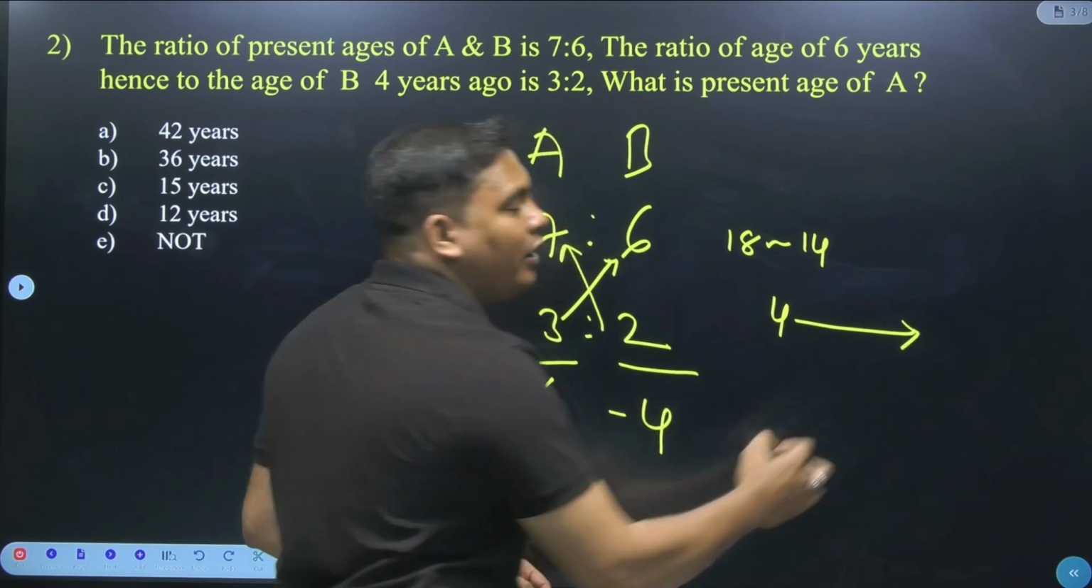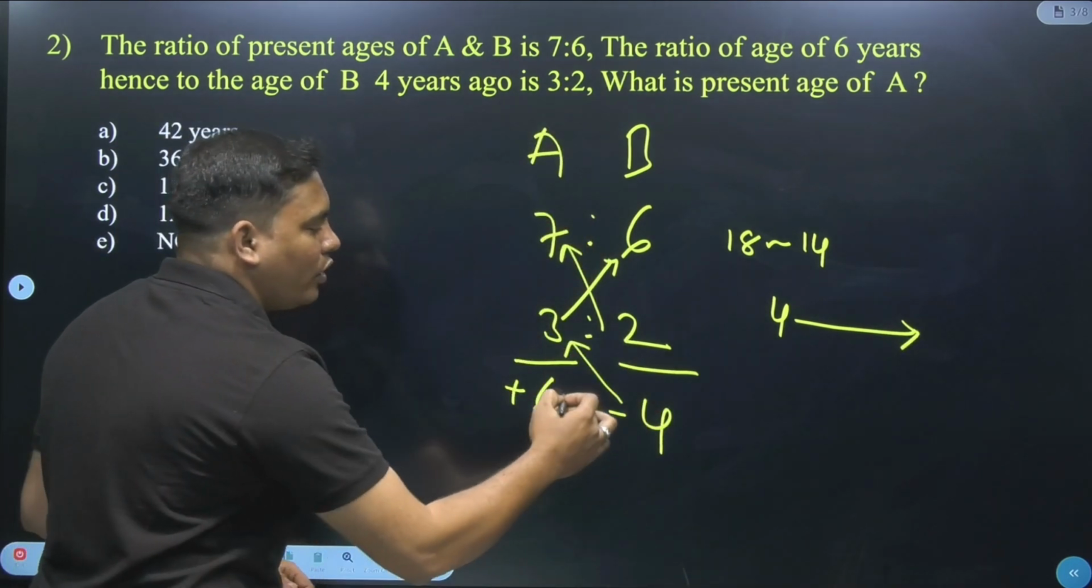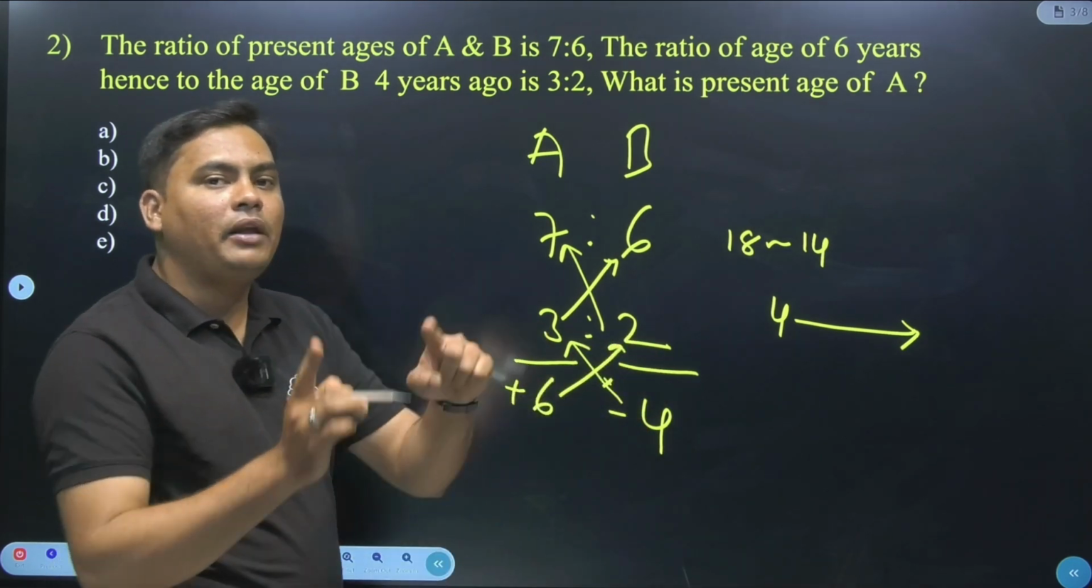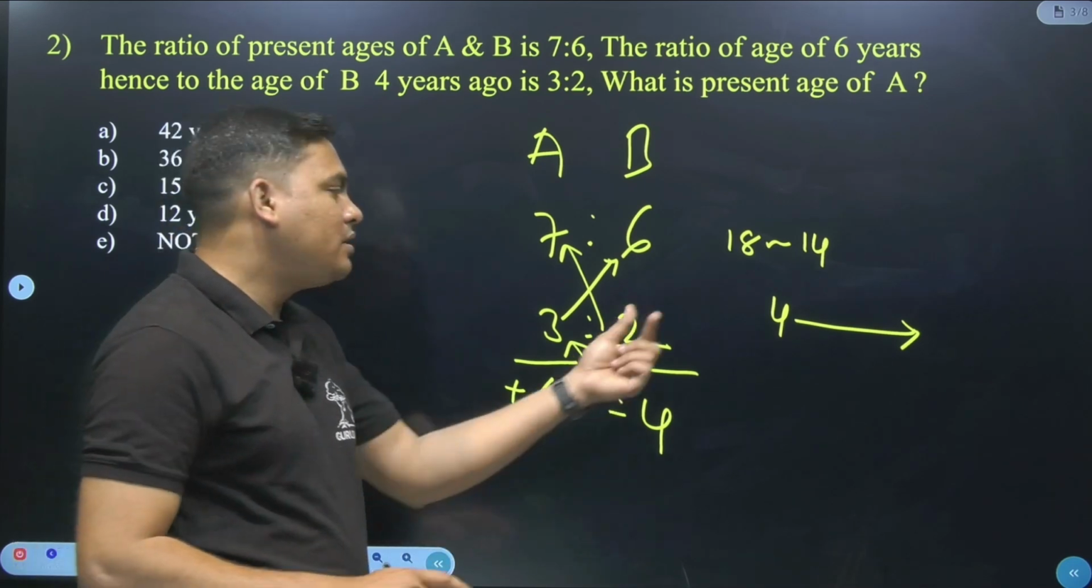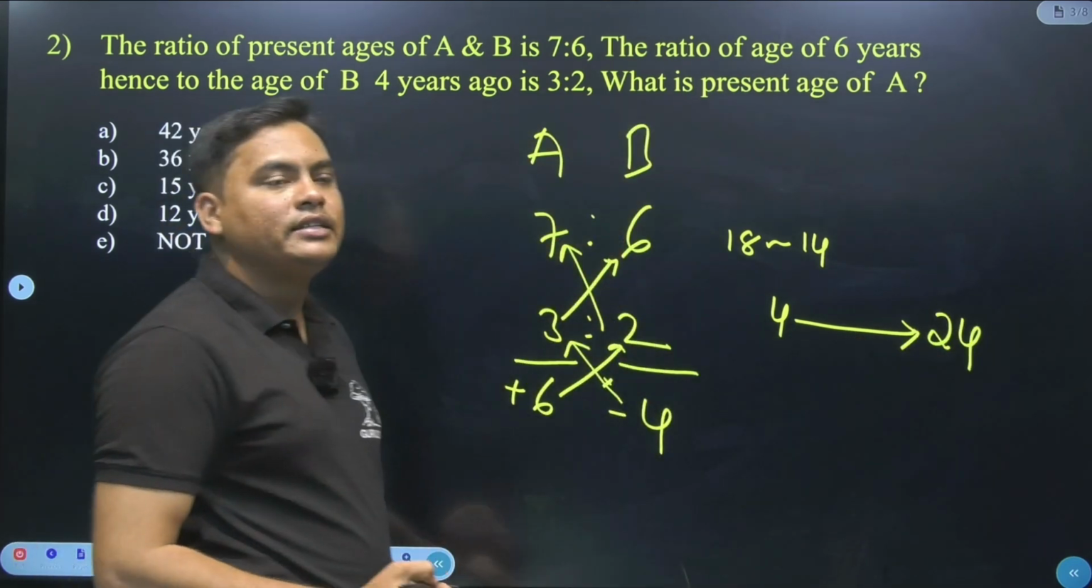That 4 will be equals to something here. What is that something? 3 4s are 12. Okay, 3 into 4 is 12. 6 into 2 is 12. 12 plus 12 it is 24. That means 4 value will be equals to how much it is? 24.